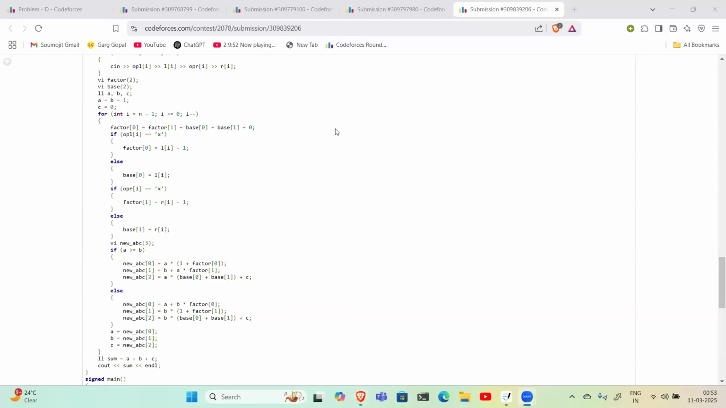Okay, so is it clear? Or any doubts on the solution? If there are any doubts even on the previous problem, then you guys can ask. Someone was asking a doubt on C.